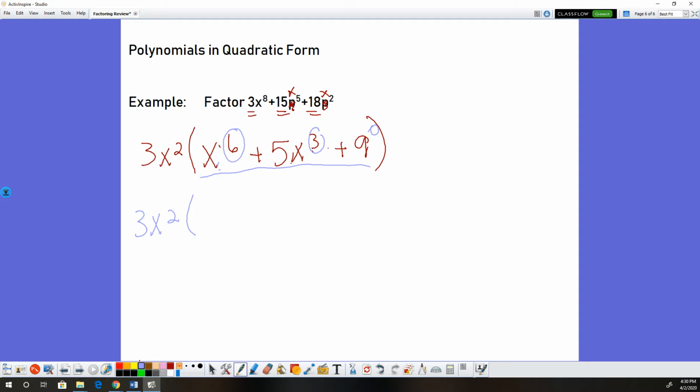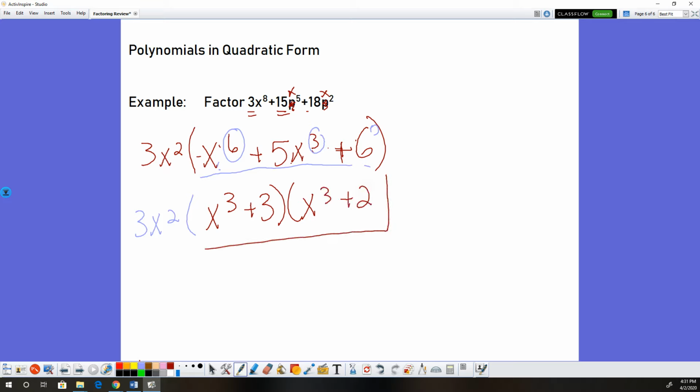Oh, I see what I did. Stupid me, guys. 18 divided by 3 is not 9. 18 divided by 2 is 9. This should be a 6. That makes better sense. My bad. So 2 numbers that multiply to 1 times 6 and add to 5 would be 3 and 2. So this would be x cubed plus 3, x cubed plus 2, and this would be your answer.